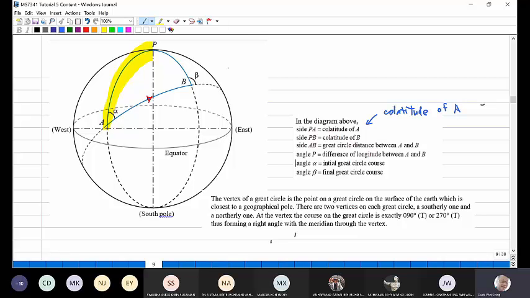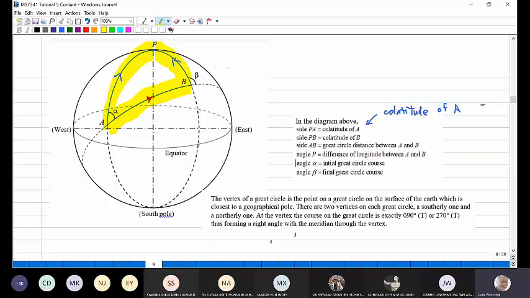Of course, we can also talk about side PB. That we call the co-latitude of B. So measure PA and PB, and usually we take note that this is the direction toward the North Pole. The ship moves from A to B along the great circle. So this is the path. The great circle here is a circle path to the center of the Earth, and this direction is called the great circle distance between A and B.